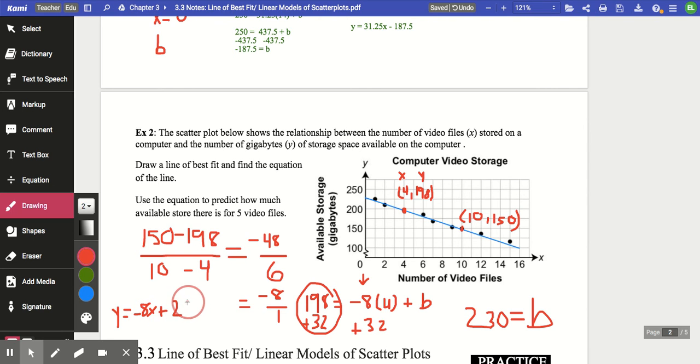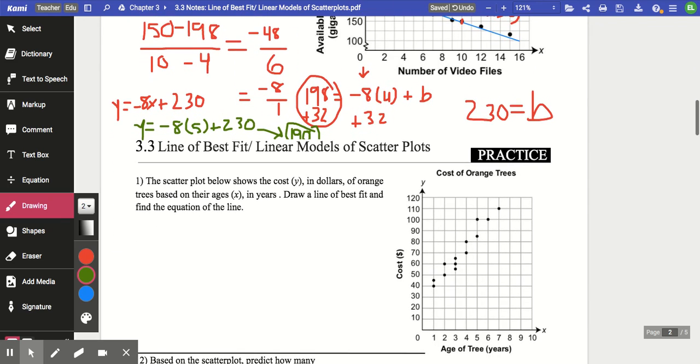And I'm supposed to use this to predict how much available storage there is for 5 video files. So I simply substitute 5 for x. If I'm using an average of 8 gigabytes per video file, then for 5 video files, I'd be using 40 gigabytes. So subtracting that from the 230 tells me that there would be 190 gigabytes available when using 5 video files.